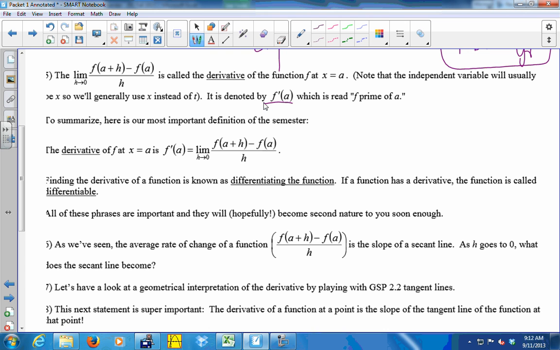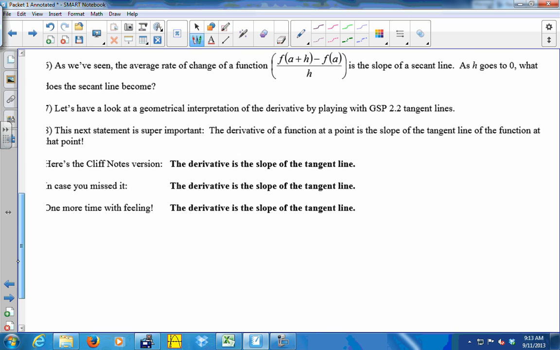So to summarize, this is our most important definition of the semester. The derivative of f at x equals a is f prime of a, and we calculate it by taking a limit, which gives us an instantaneous rate of change. Finding the derivative of a function is known as differentiating the function. And if a function has a derivative, the function is called differentiable. So all of these phrases are important, and they will become second nature to you very soon as we do more and more work with them.